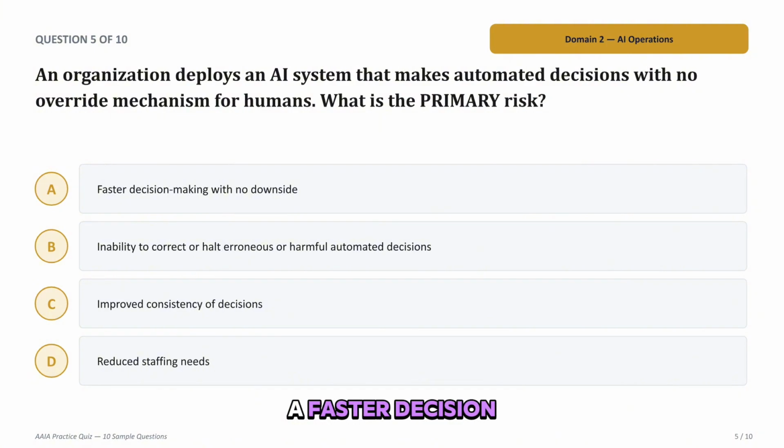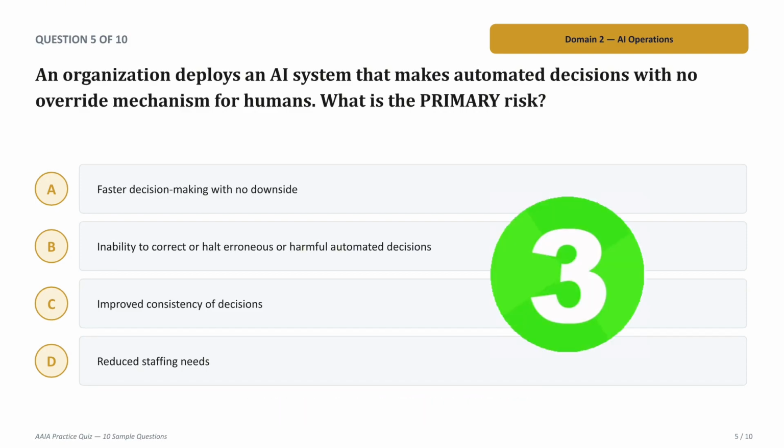A. Faster decision-making with no downside. B. Inability to correct or halt erroneous or harmful automated decisions. C. Improved consistency of decisions. D. Reduced staffing needs.